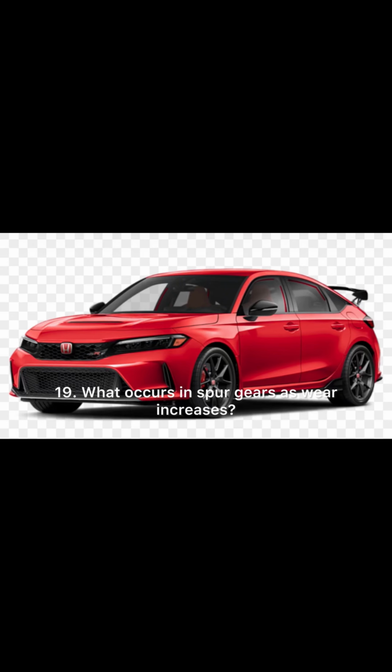19. What occurs in spur gears as wear increases? Backlash and noise increase. 20. What two factors make helical gears stronger than spur gears? Longer teeth, more surface contact. 21. What makes helical gears quieter than spur? Sliding motion in and out of mesh.